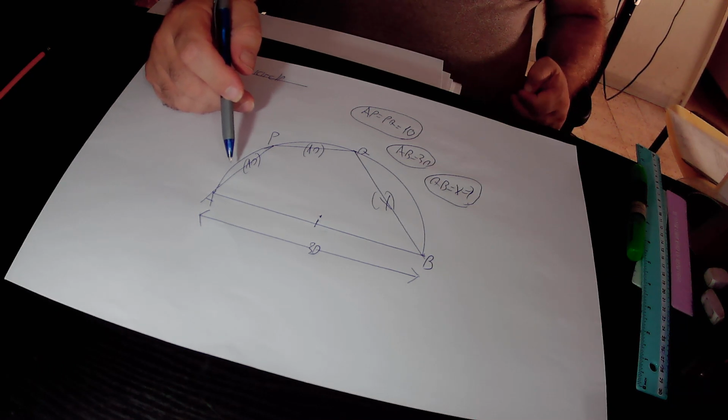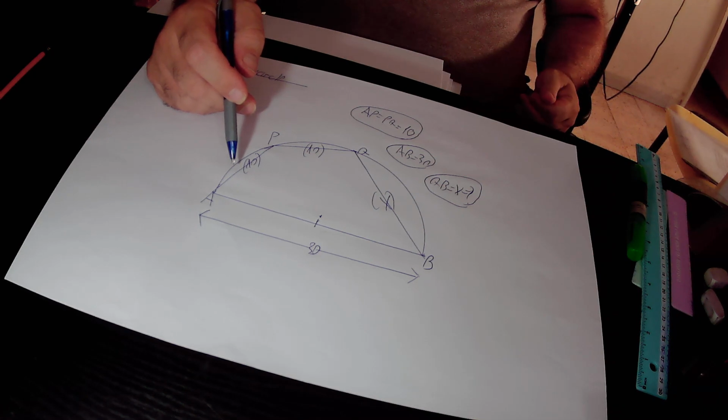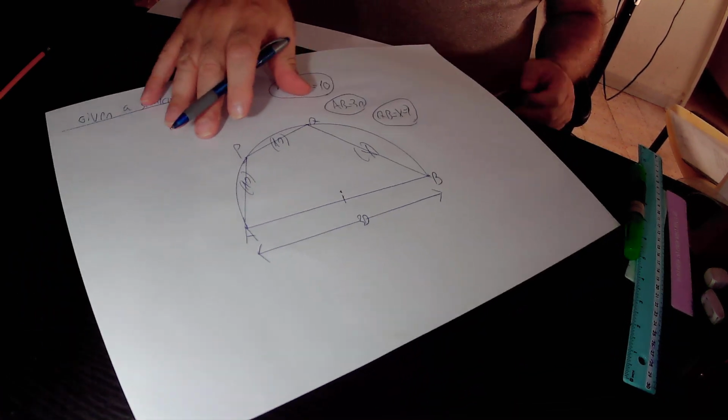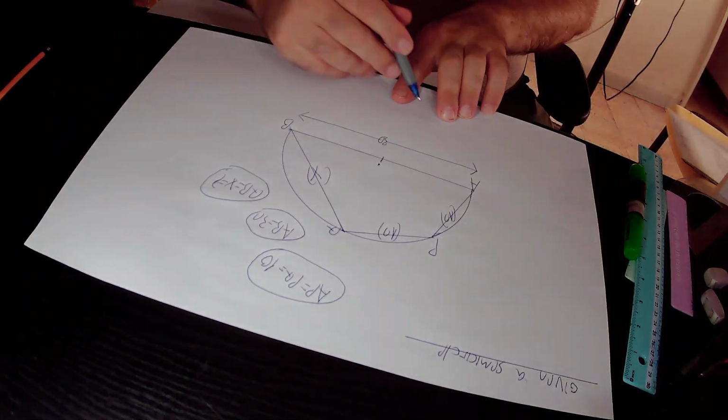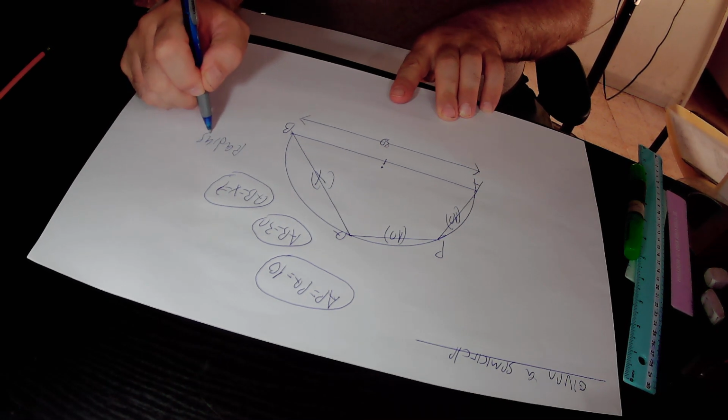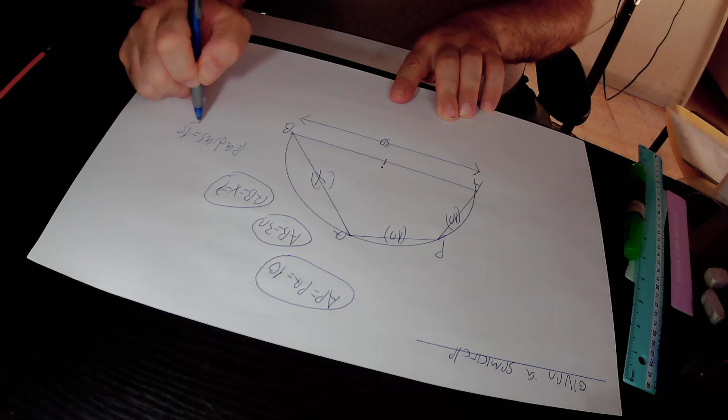If the diameter AB equals 30, the radius must be half of it. That is to say, the radius of this semicircle must be equal to 30 over 2, that is 15. So I write it down: the radius of this semicircle is equal to 15 units in length.